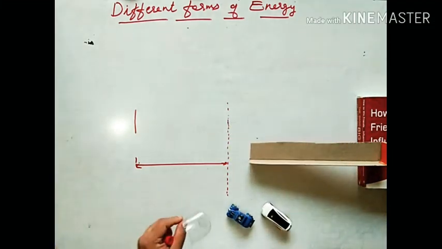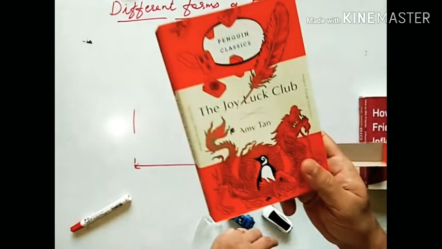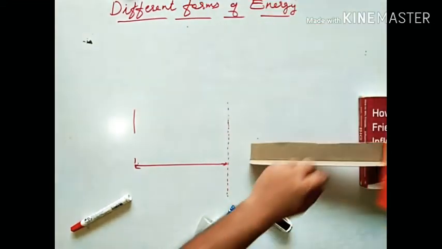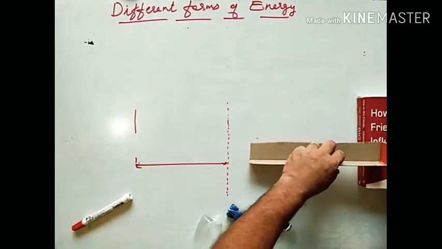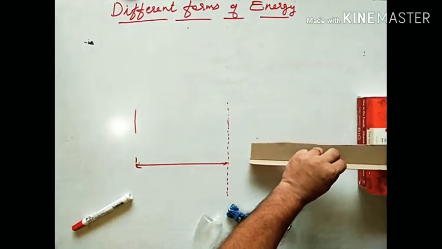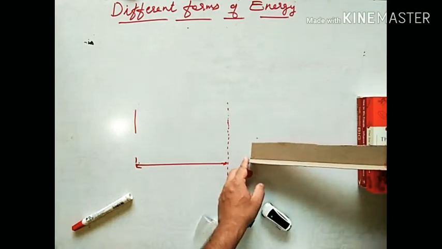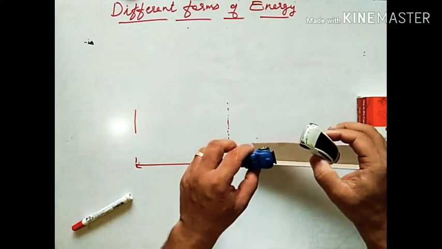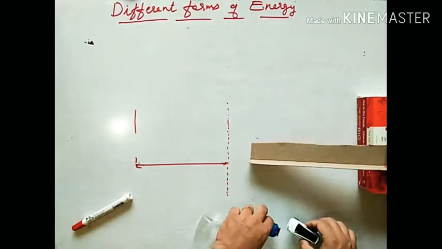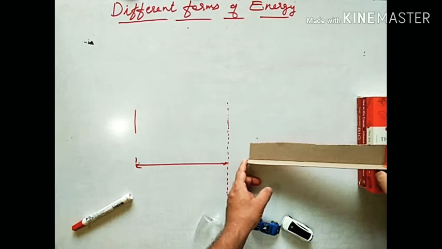All right. Now what I am going to do, I am going to increase the height by keeping one more book, the Joy Luck Club. All right. So keep reading. Keep reading books. So I have increased the height of this ramp. So let us see what is the effect of height. We have seen the effect of mass on the energy produced, on the work done. Now let us see what is the effect of height on the potential energy.